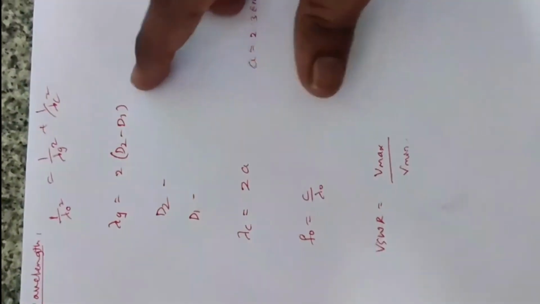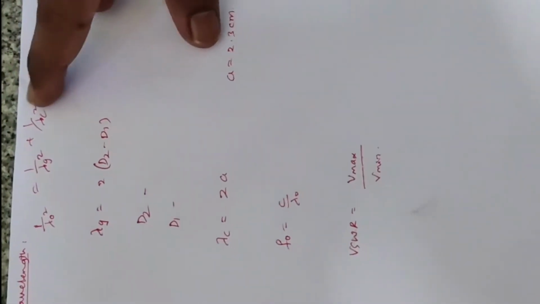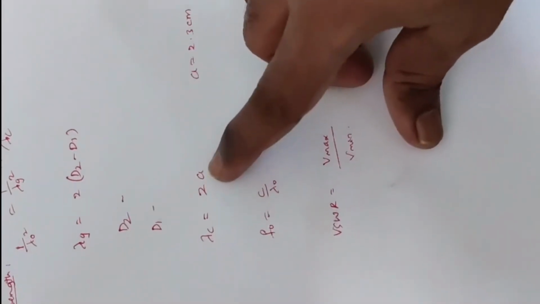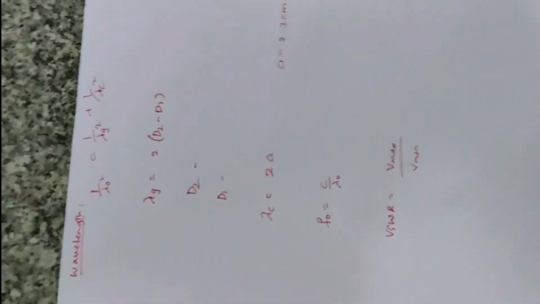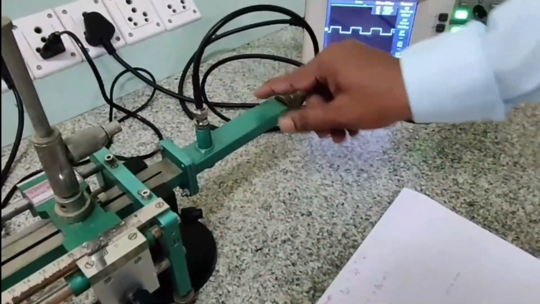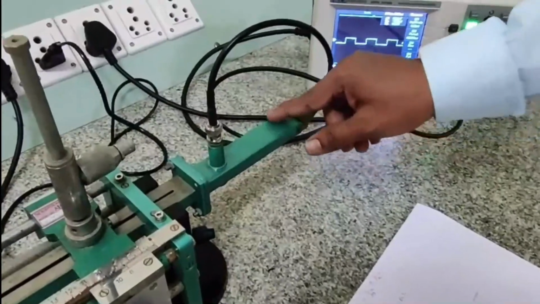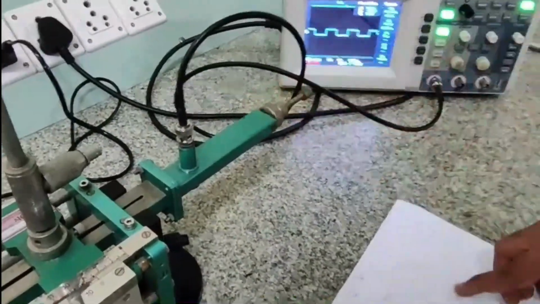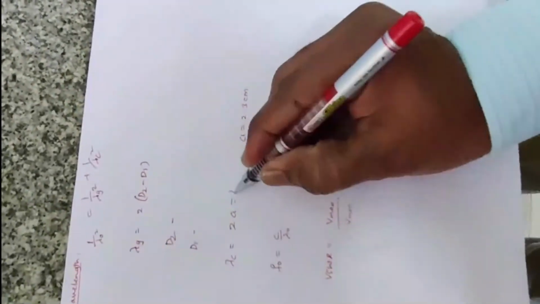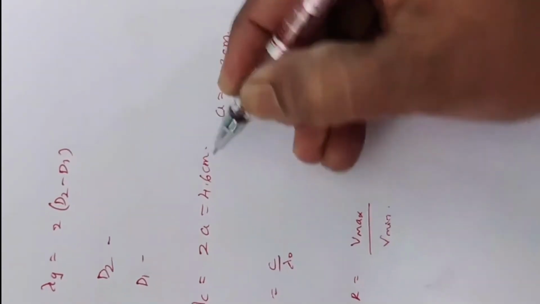Using D2 and D1, we can now calculate lambda g in centimeters. Similarly, lambda c is the cutoff wavelength, which is given by 2 times a, where a is the width of this rectangular waveguide. If you measure using a scale, it is around 2.3 centimeters. Using that, lambda c is 4.6 centimeters.